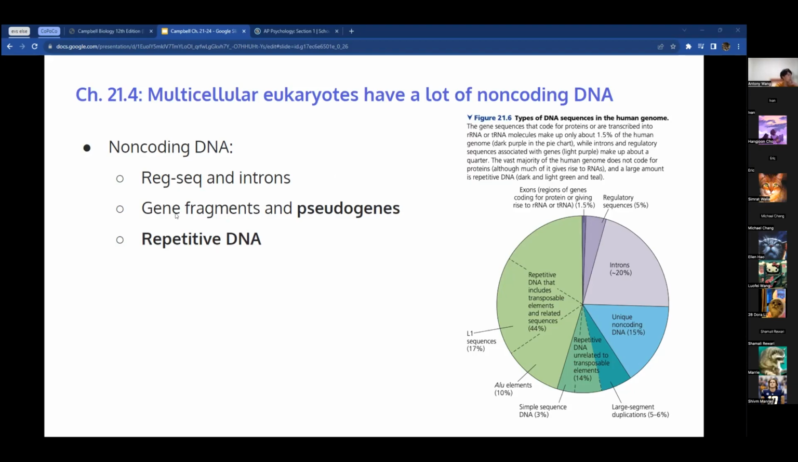Gene fragments and pseudogenes. Gene fragments, sometimes pieces of DNA can break off. Pseudogenes are generally duplications of a gene where, when polymerase is copying a specific gene, sometimes it falls off and it starts at the beginning of that entire gene and makes a second copy. And over time, some of these genes can lose their original functions. Repetitive DNA, we'll get into that in a bit.